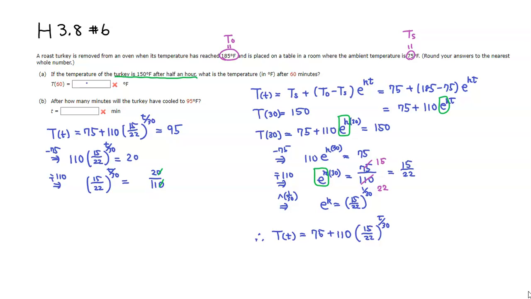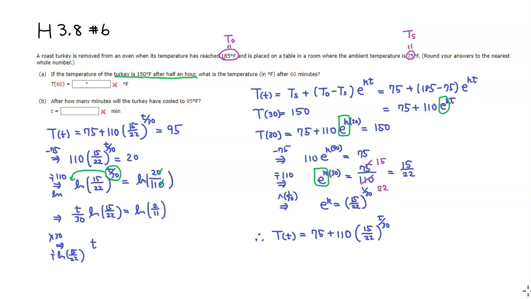And we can go ahead and apply the natural log to both sides. Maybe you can do it on the same line. Then we can bring t over 30 in front. So we can write it as t over 30 times natural log of 15 over 22 is equal to natural log of 2 over 11. All right, then we just have to isolate it. So we're going to multiply by 30 and then divide by natural log of 15 over 22.